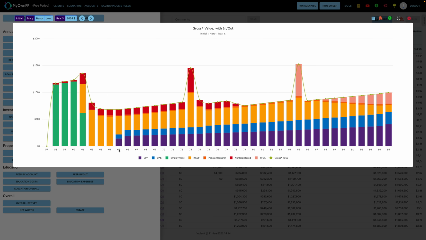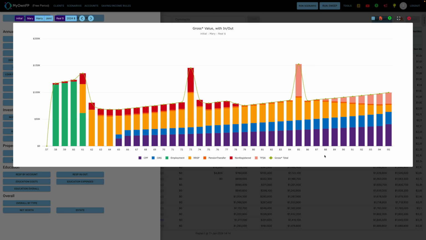We're still taking some out of our non-registered accounts. Non-registered here means non-registered plus cash, because those are two non-registered account types or categories. And then we start taking less from our RSP because we have OAS and CPP as we go along. But we're still taking a reasonable amount out of our non-registered. That's, again, a choice that this particular set of rules has made. And then later on, we take more out of our TFSA.